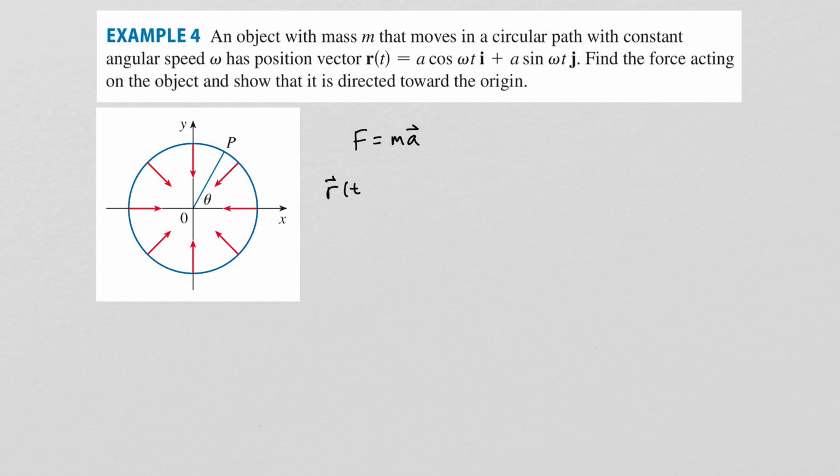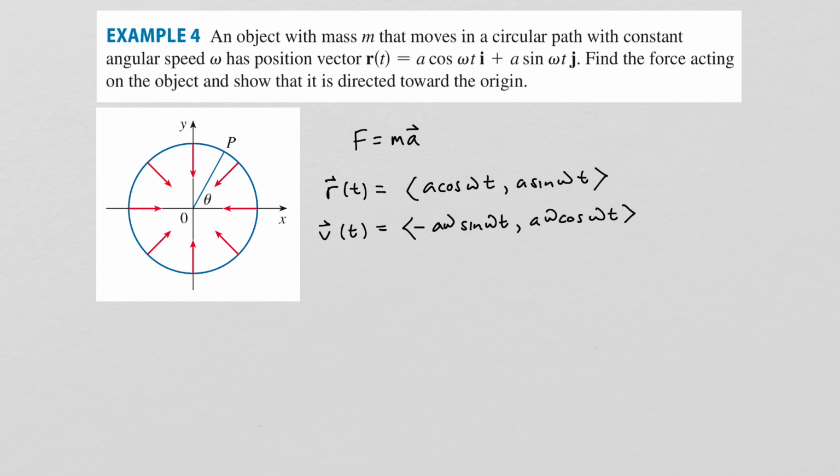We know that the position function r of t is equal to a cosine omega t and a sine omega t. So the velocity function will be the first derivative of this. The derivative of cosine is negative sine, so we're going to have negative a sine omega t times the derivative of omega t, which is omega. And the derivative of sine is cosine, so we will have a cosine of omega t and then times the derivative of omega t, which is omega once again. So don't forget the chain rule here.